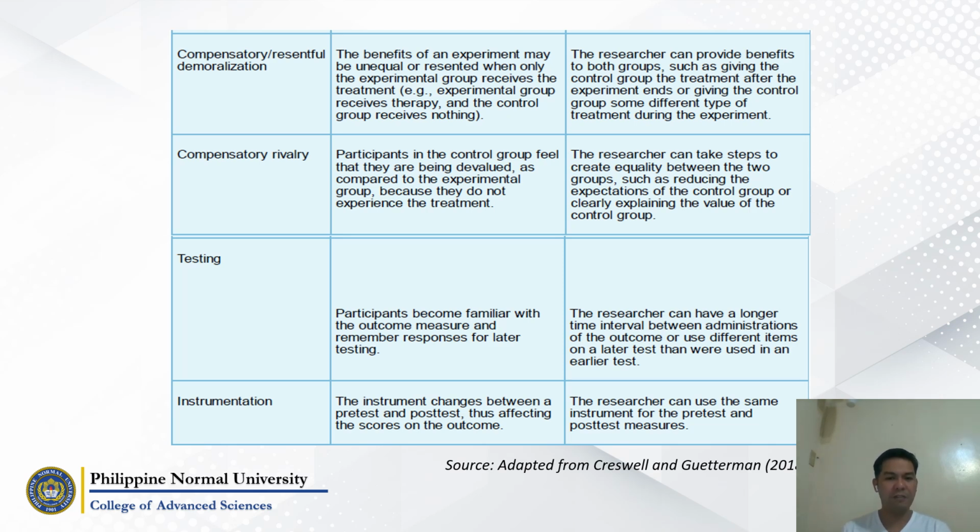Then testing, participants become familiar with the outcome measure and remember responses for later testing. Ito yung naalala nila, okay, ito yung sinagutan namin last time, so itong sagot dito. Or ito yung naging sagot ko dito. So to address this one, the researcher can have a longer time interval between administrations of the outcomes or use different items on a later test than were used in an earlier test. So you can change the item, but it should not change the competency that you are measuring. Or, yun na nga, para makalimutan nila, you can have the post test on the later part of the month. Like, meron talaga siyang gap na makalimutan nila yung mga sagot nila.